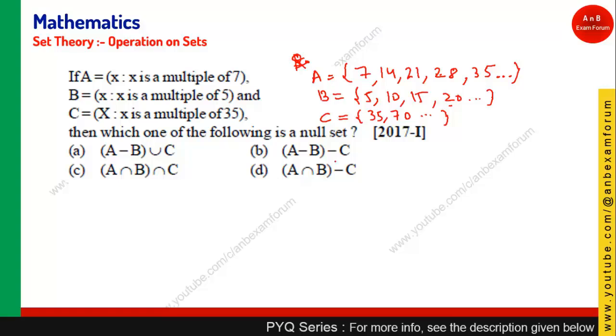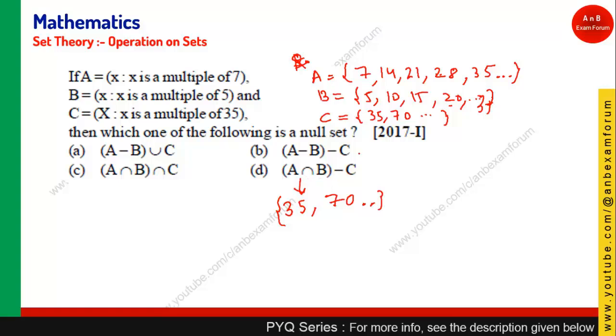So A intersection B: what are the common elements between A and B? If you see, 35 will be common. If you go on increasing, like 25, 5 sevens are 35, so 35 will be common. Then the multiples of 5 are 10. So these elements will be the common elements between A and B.